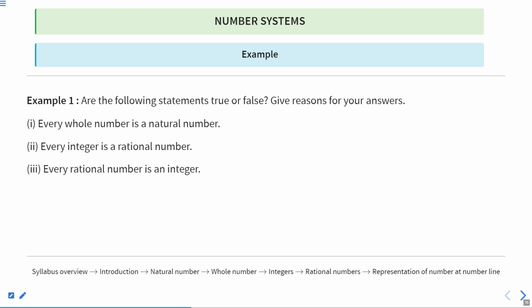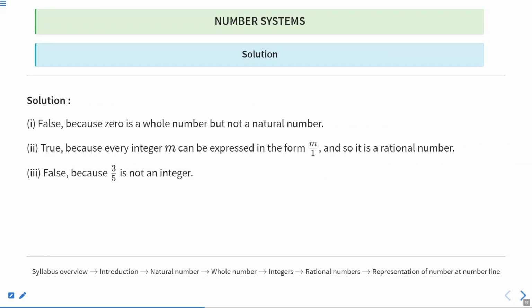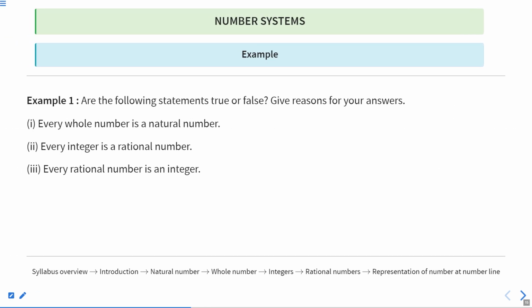And second, every integer is a rational number. This statement is true because every integer m can be expressed in the form m by 1, and so it is a rational number. So every integer is a rational number. This statement is a true statement.